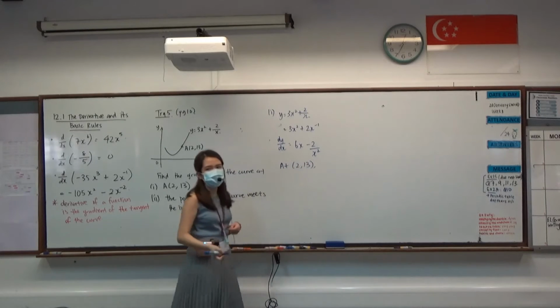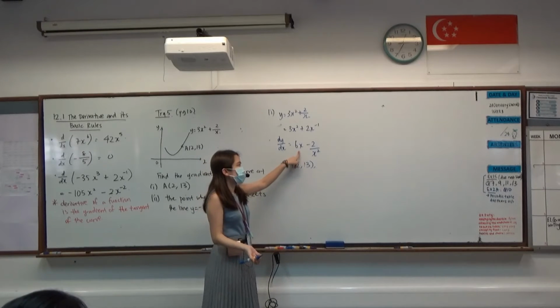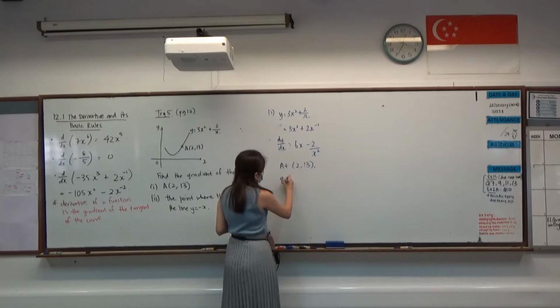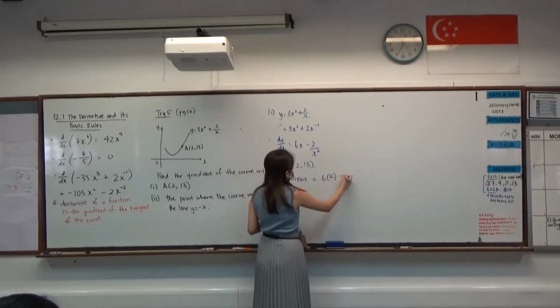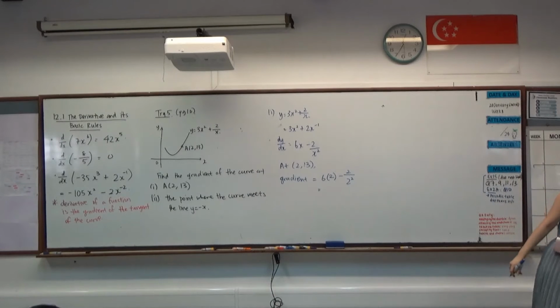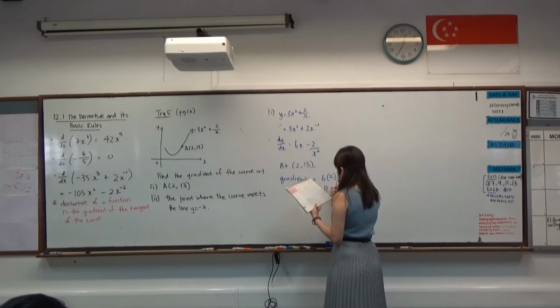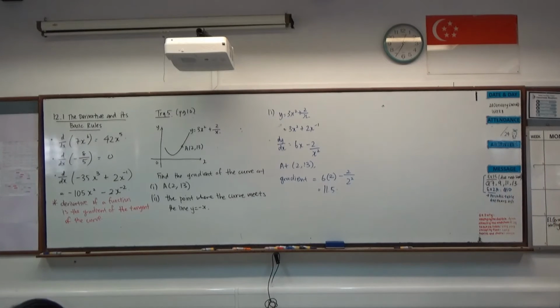So at that point itself, we can see what is the x coordinate. We also have the y coordinate. But in the derivative, we just have to substitute in the x coordinate into it. So the gradient will be equal to 6 times 2 minus 2 over 2 squared. Key that into your calculator and you would get 11.5. So this is the process that I always go through in finding out the gradient of my tangents.